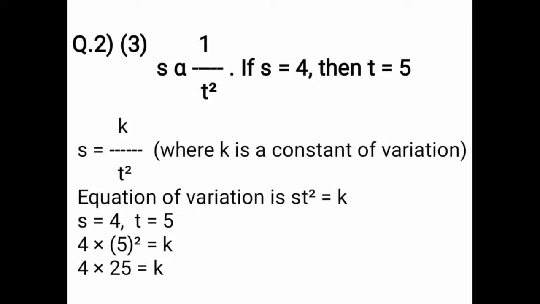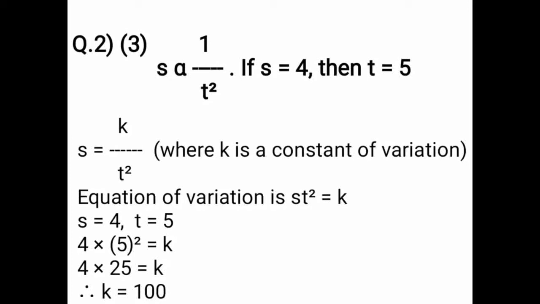When you are finding squares and cubes, you have to use another step. This 4 I wrote as it is. Square of 5 I am getting the answer 25. Now you have to multiply this. 25 fours are how much? 25 fours are 100. Therefore K is equal to 100.